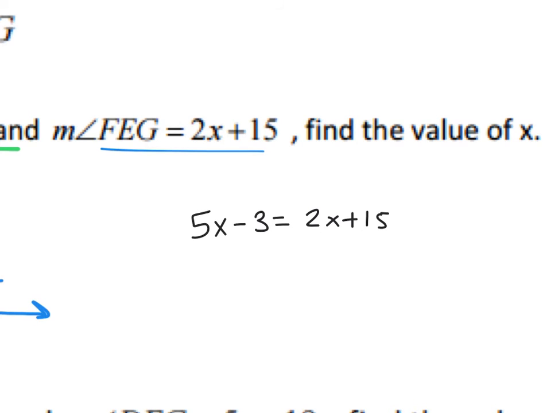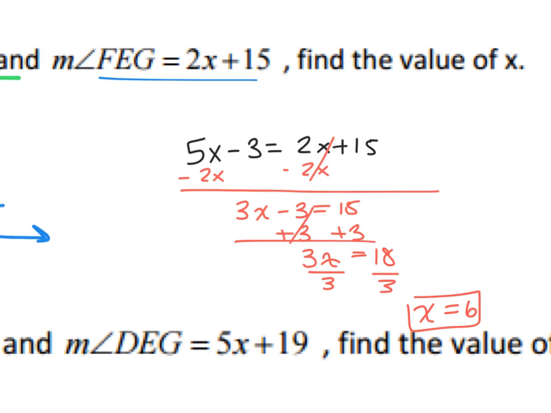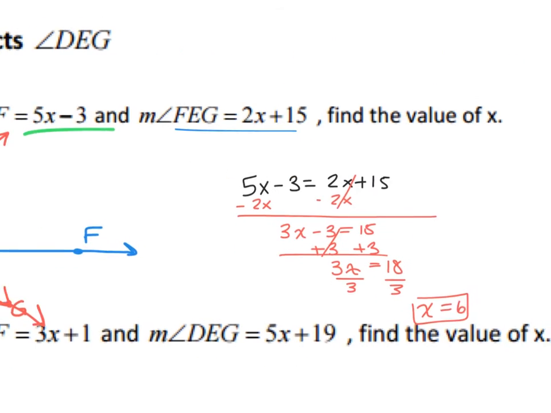Try to solve this equation by yourself. If you solve that equation correctly, you should have subtracted 2x from both sides, leading you to get 3x minus 3 equals 15. Then I add 3 to both sides, and I get 3x equals 18. And then I divide both sides by 3 to get x equals 6. That is your final answer.